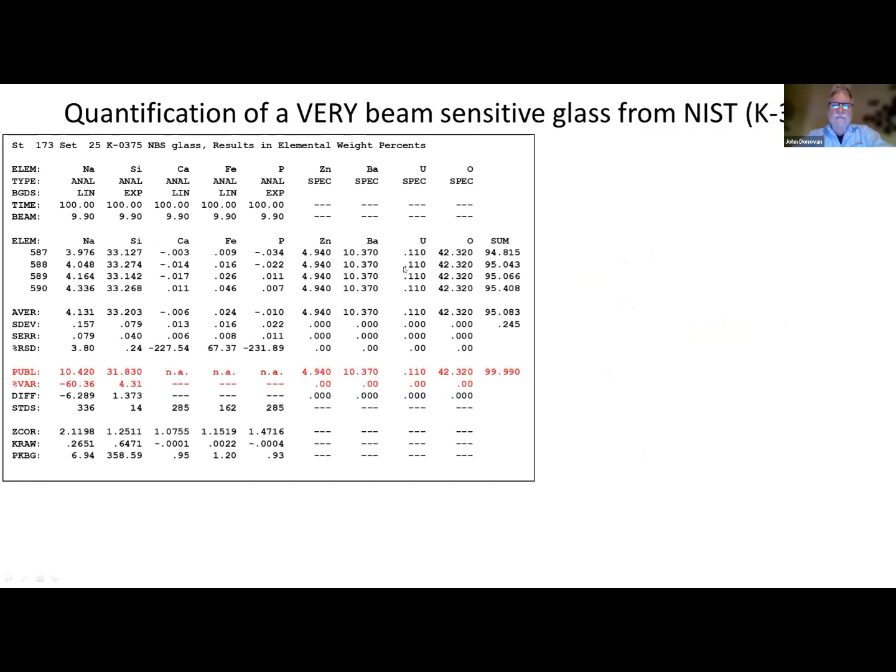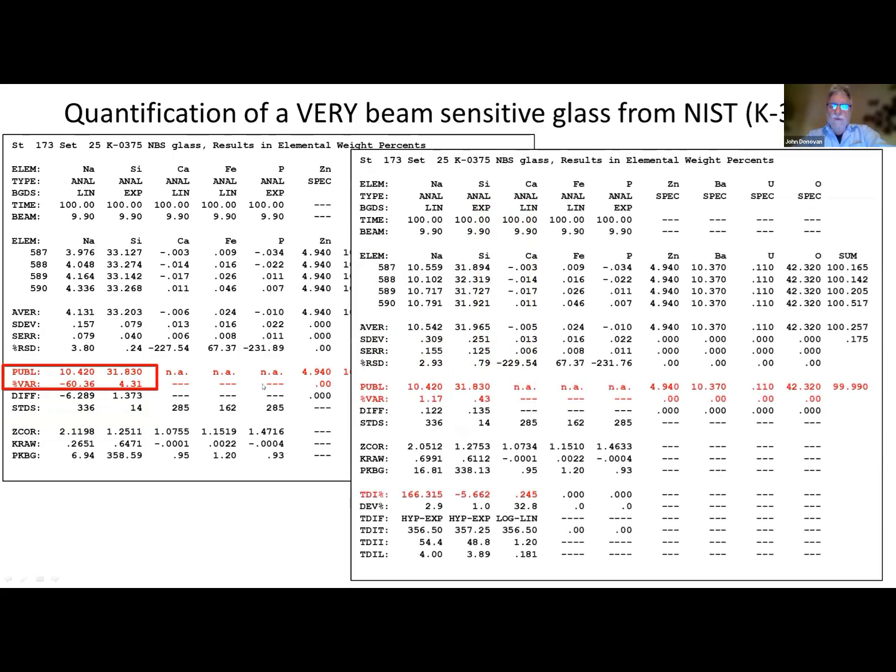This is maybe the most beam-sensitive glass I have ever found. This is a NIST K375 glass, and it has a published value of 10.42 weight percent of sodium. So it's a very, very high sodium glass. And as you can see, the totals are not very good, nowhere near where they should be. And you can see we have a 60% error on the sodium, lower than it should be, and the silicon is about 4% higher than it should be.